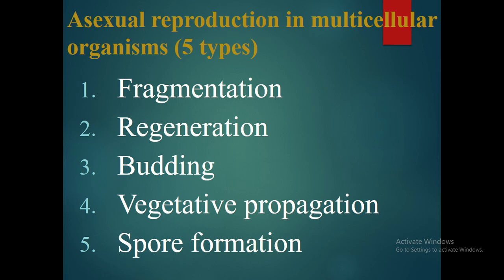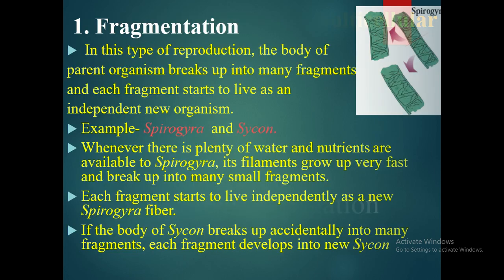Asexual reproduction in multicellular organisms. There are 5 types: fragmentation, regeneration, budding, vegetative propagation and spore formation. First, fragmentation. The word itself indicates breaking into pieces, fragments. Spirogyra divides into small fragments first and then each fragment gives rise to a new spirogyra. Whenever there is plenty of water and nutrients available, this spirogyra grows and breaks into many small fragments, and each fragment gives rise to a new spirogyra.